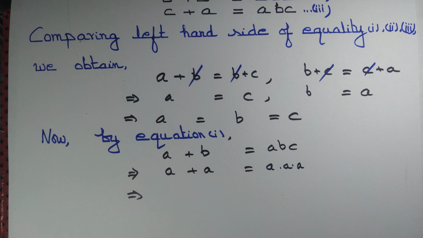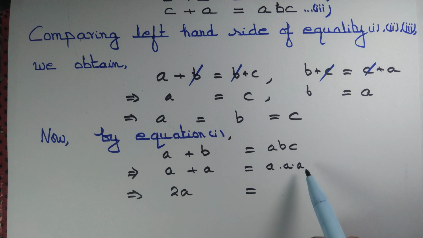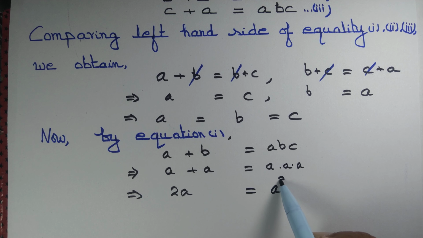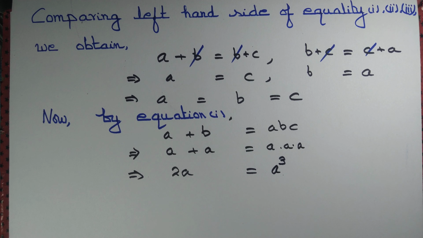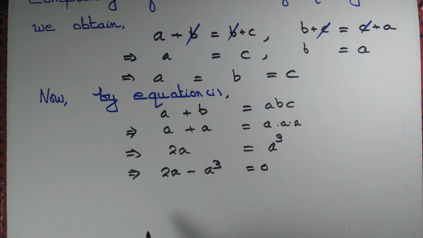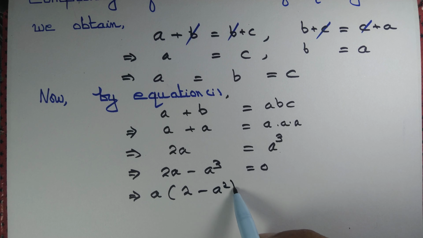Now it's quite simple. A plus a, 2 number of a, equal to a into a square into a cube. Let's take everything to the left hand side. So it follows that 2a minus a cube equal to 0. This is a cubic equation. However, we can simply take a common and factorize it. So we take a common, we will be left with 2 minus a square.